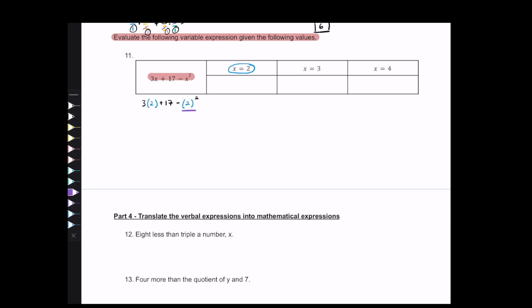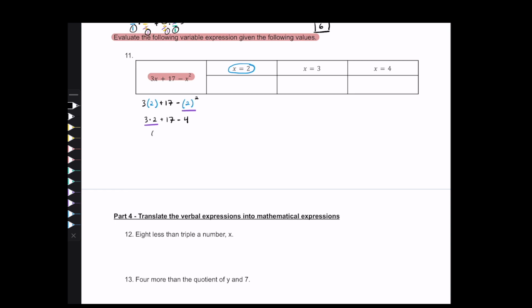Exponent goes first here, so we're not going to touch this one, but this is going to be 3 times 2 plus 17 minus, and then what is 2 times 2? That's going to be 4. Okay, then I think multiplication is going to go next. We already did the exponent.